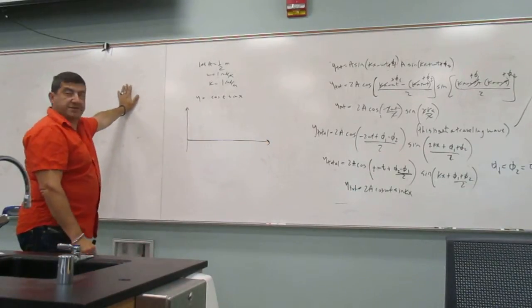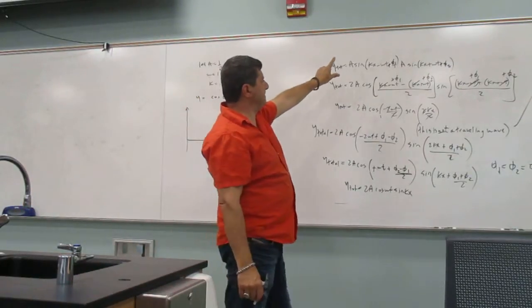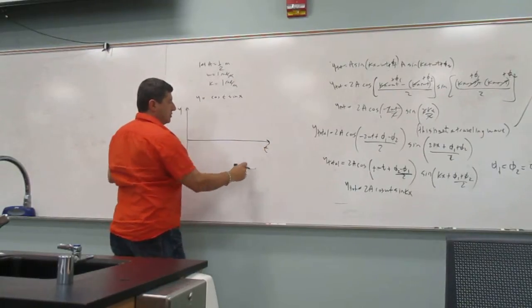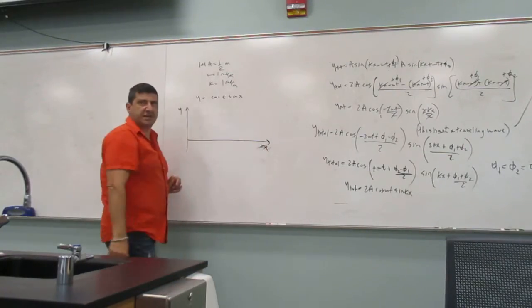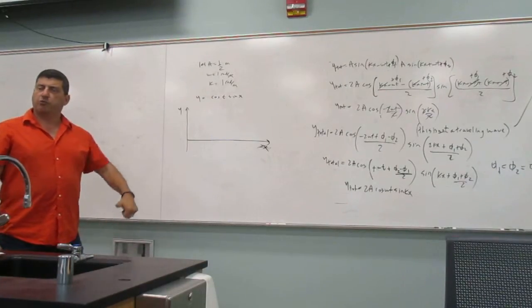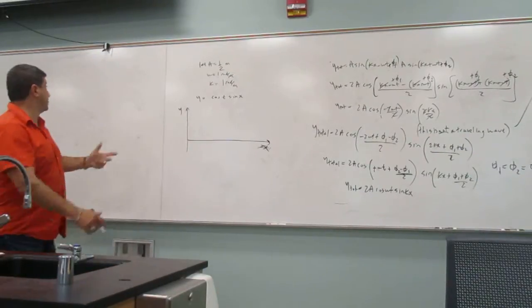Well, what do we graph versus what? When we were graphing, in other words, do I graph y versus t, or do I graph y versus x to analyze the behavior of that wave? Well, when we were graphing the traveling wave, how were we graphing things?